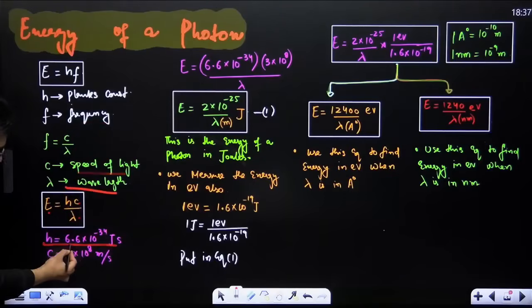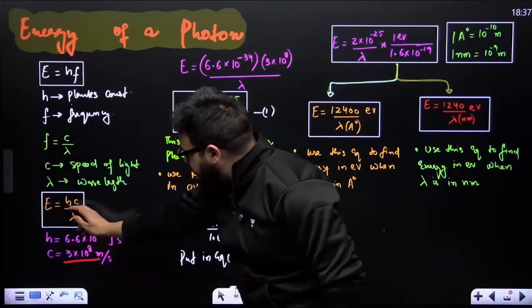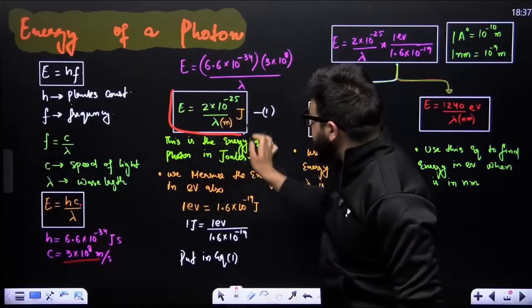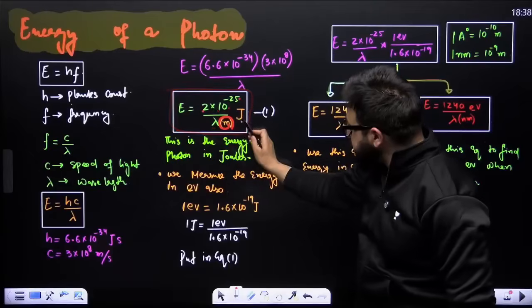The value of Planck's constant is 6.6 into 10 raised to the power minus 34. The value of c is 3 into 10 raised to the power 8. If you put the values of h and c here, you will finally get the energy of the photon as 2 into 10 raised to the power minus 25, divided by lambda. This lambda is in meters, and energy is in joules.